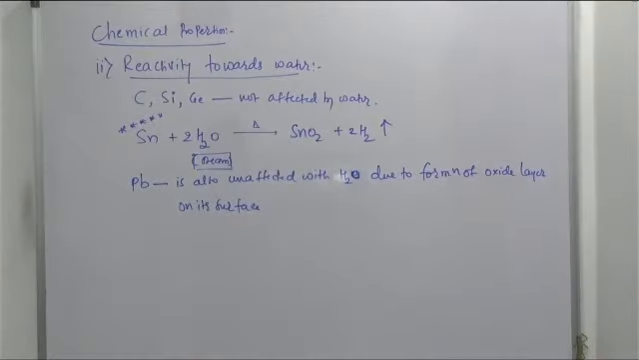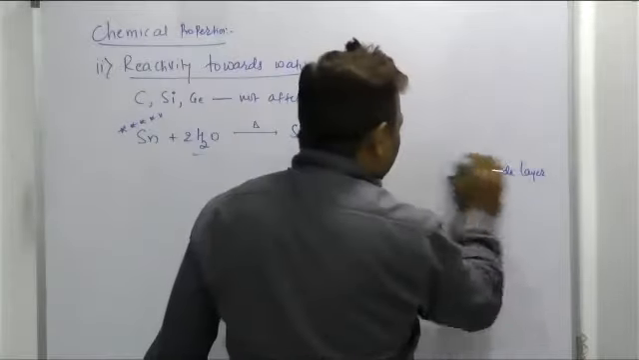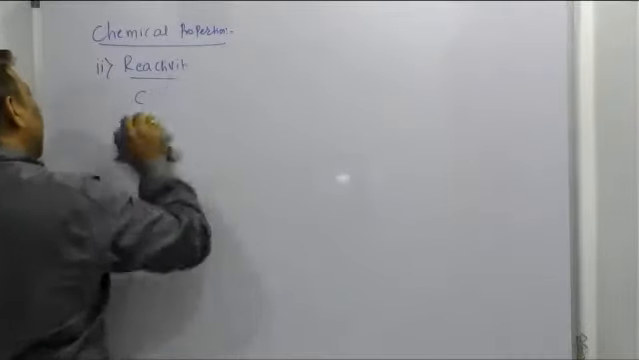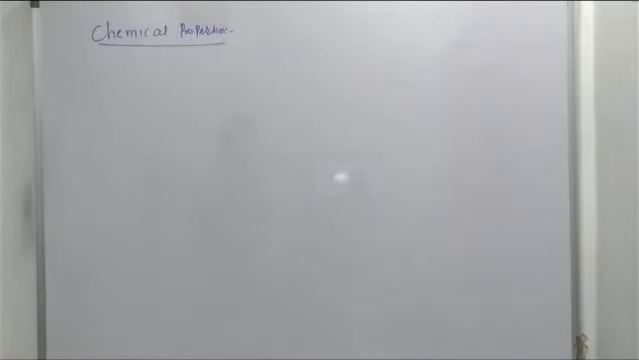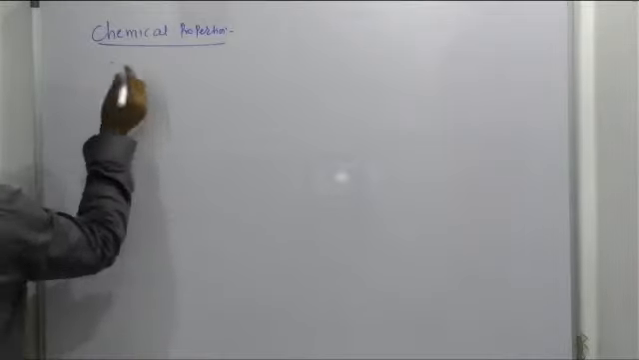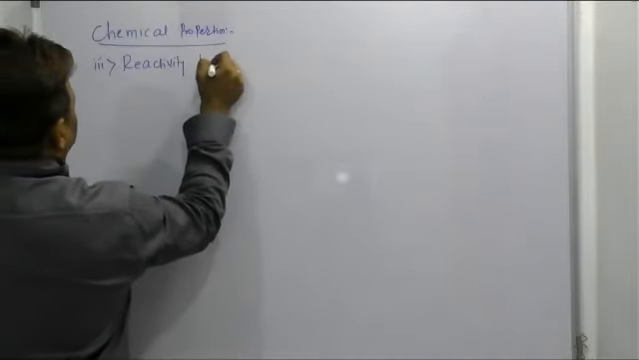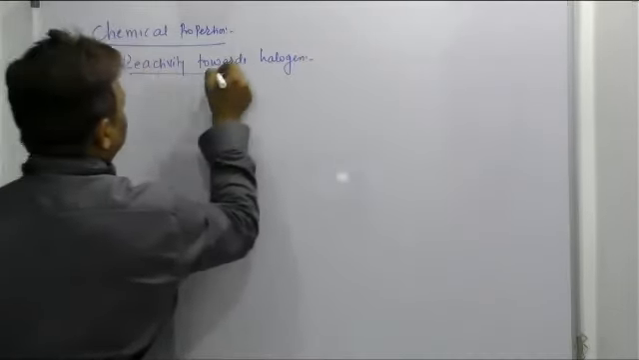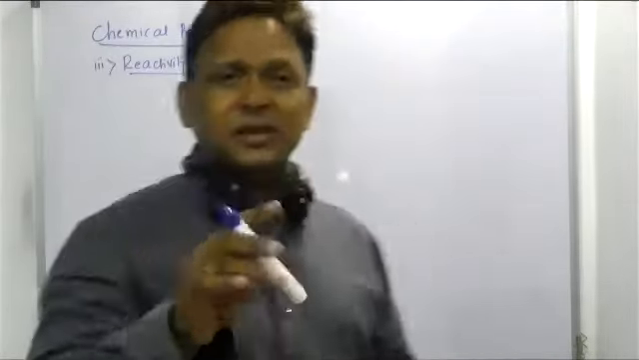Then reactivity towards halogen, beta. Reactivity towards halogen. Very important, it's a very important concept. This group element on combining with a halogen forms halides of the formula M with valency +4 and halogen with valency -1, forming the MX4 type of halide. But it has a tendency to form two types of halide. These group elements have a tendency to form two types of halide.